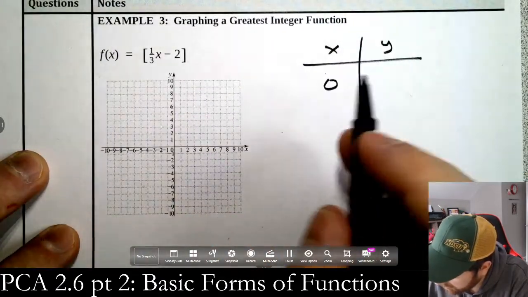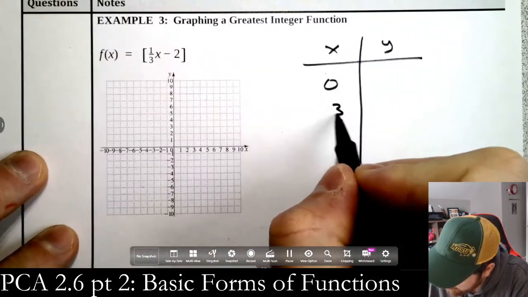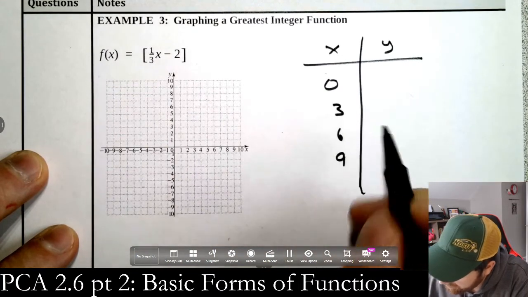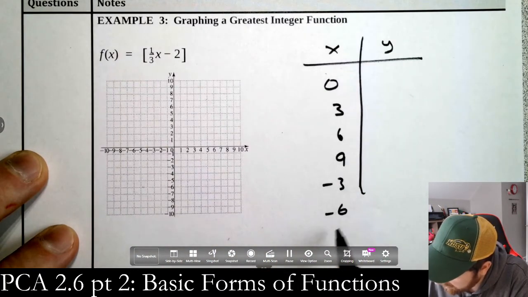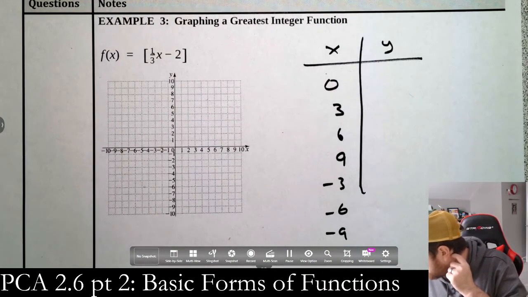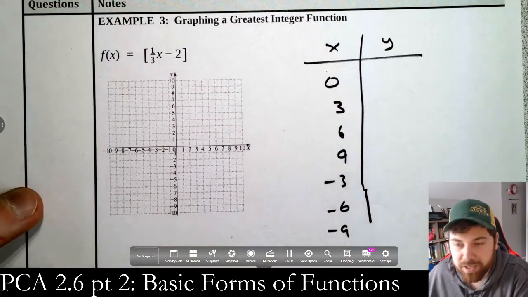Let's do this. Let's plug in 3. We'll plug in all the values of that: 0, 6, 9, -3, -6, -9. We'll do some other stuff. I kind of want 1 and 2 as well, but we'll see. Okay, this is a good start. We can do as many as we want though.